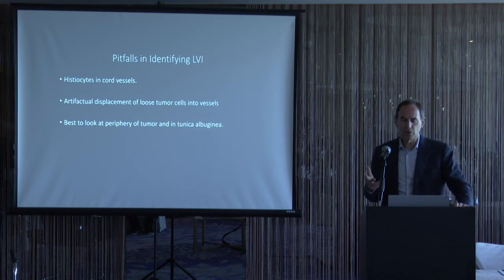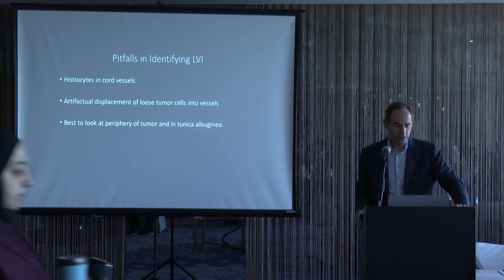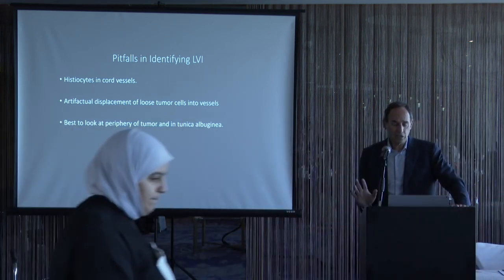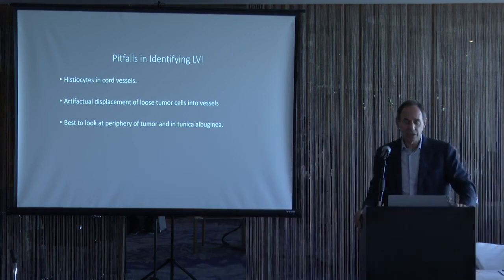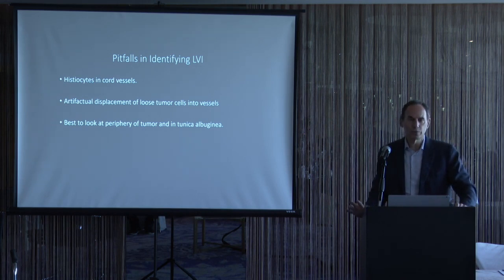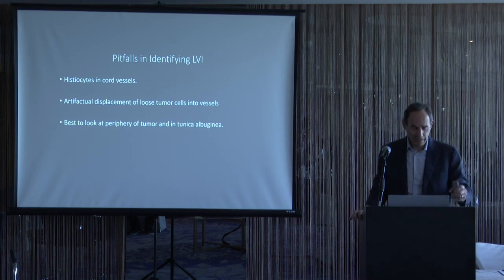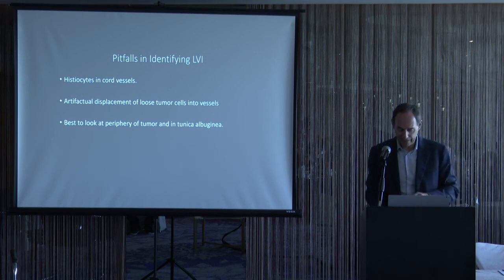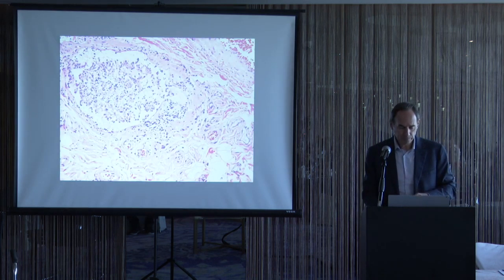So what are the pitfalls in identifying lymphovascular invasion? One is it's not that uncommon, as I'll show you, to have histiocytes in the cord vessels without tumor cells. Very commonly, one can see artifactual displacement of loose tumor cells in vessels. And the best place when you're trying to look for true lymphovascular invasion is at the periphery of the tumor and in the tunica albuginea.